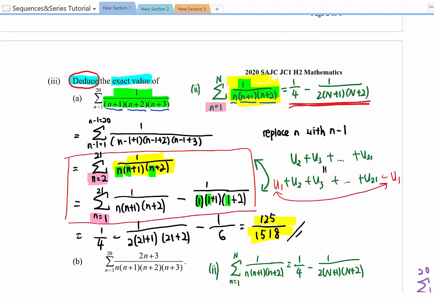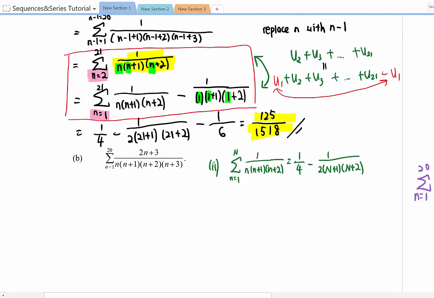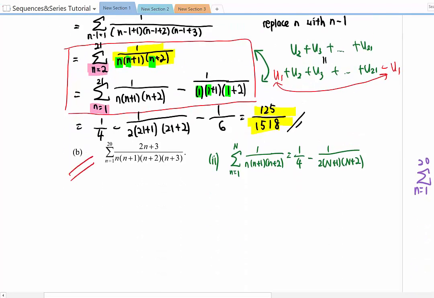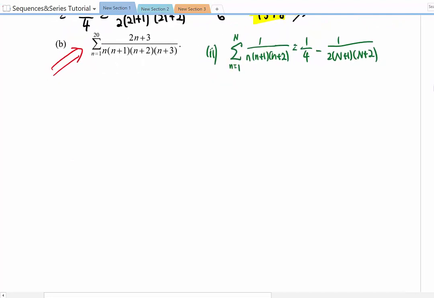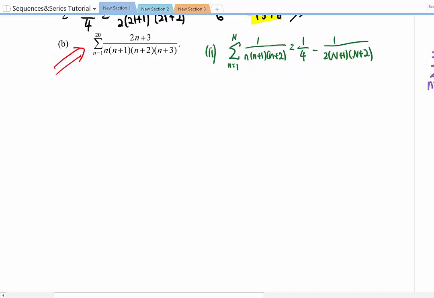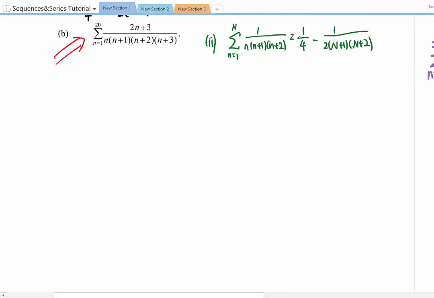All right, now that we are done with part A, let's look at part B of this question. In this question, we are also asked to deduce the exact value of another series. Okay, and what does the word deduce imply? It means to say that we have to use the previous result. Okay, and we have copied down part 2 into this page so that it's easier to refer to. All right, so let's move into looking at the series that we are currently given.